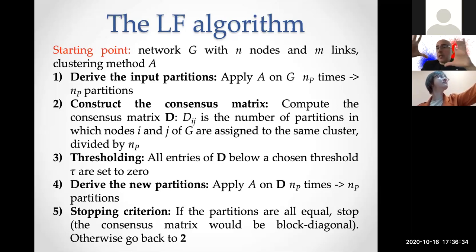You treat it as a weighted matrix of a weighted graph, and you reapply your technique A again, MP times. That gives you a new set of partitions. You can construct another consensus matrix following the instructions of points 2 and 3 to sparsify it, until you get this block diagonal matrix.